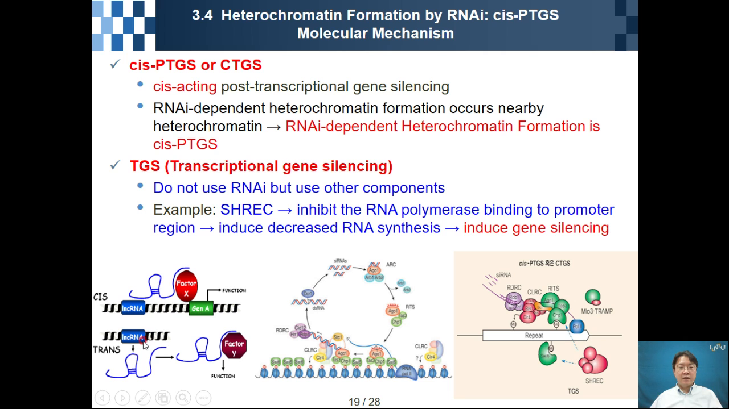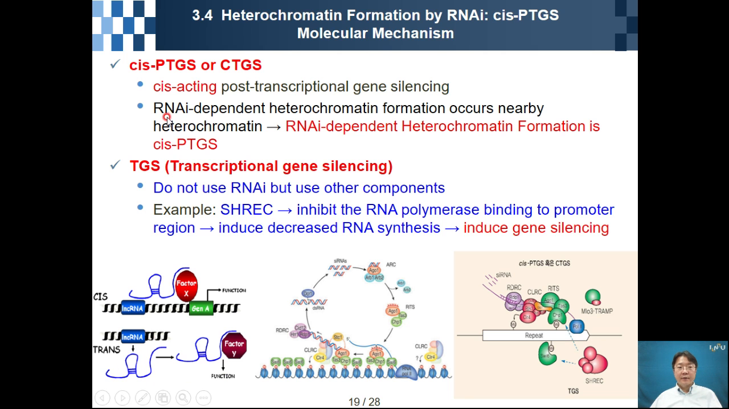Trans-acting means that the long non-coding RNA is transcribed from a different chromosome, so it moves to another chromosome. After that, it binds to another factor Y and also affects gene A, which is located on a different chromosome. So this is trans-acting.